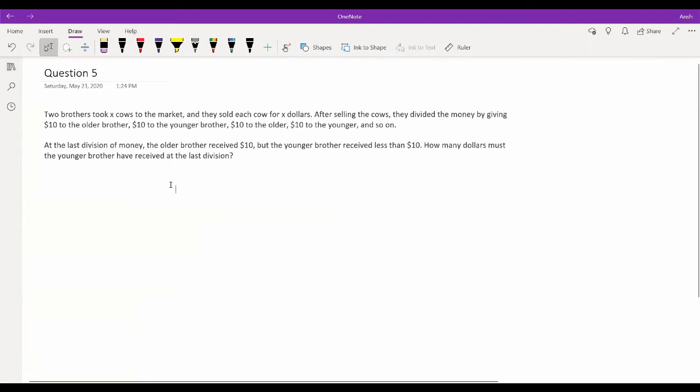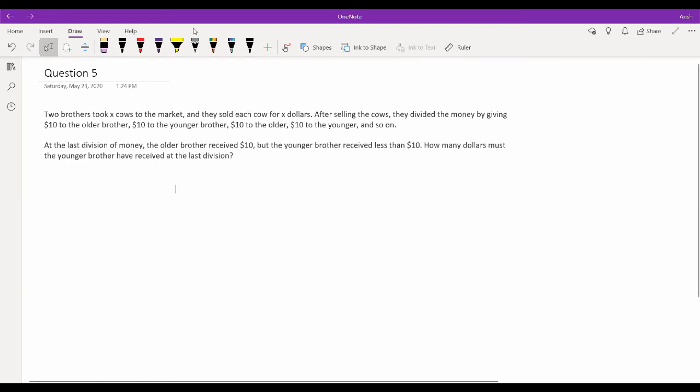So here we have two brothers who took X cows to a market and sold them each for X dollars. After selling the cows, they divided up the money by giving 10 to the older brother, 10 to the younger brother, 10 to the older, 10 to the younger, and so on. At the last division of money, the older brother received $10, while the younger brother received less than $10. How many dollars must the younger brother have received at the last division?